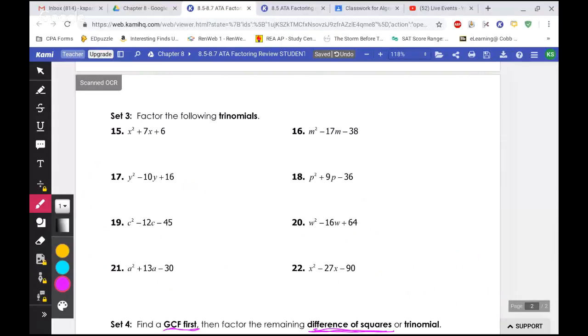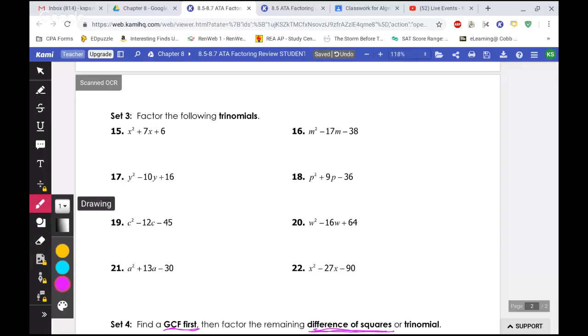Number 22. I'm looking for two factors that when multiplied give me a negative 30, that when I combine them or add them, I get a negative 27. So knowing that this sign is negative, that tells me one of my factors is going to be negative and one of my factors is going to be positive, because a positive times a negative makes a negative. And in order for this sign to be negative, the bigger one is going to have to be negative, because when you combine a positive and a negative, you find the difference and give the sign of the higher one.